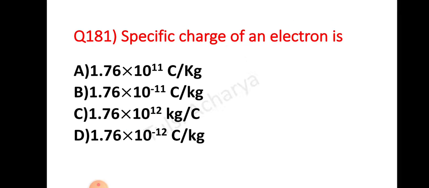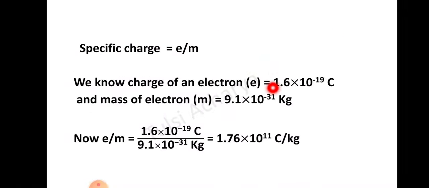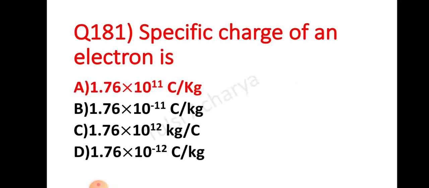Now let's see question number 181. Specific charge of an electron is. We know that specific charge is the ratio of charge to mass. For an electron, charge is 1.6 into 10 to the power minus 19 coulomb and mass is 9.1 into 10 to the power minus 31 kg. By dividing this, we get 1.76 into 10 to the power 11 coulomb per kg. That is option choice A, the correct answer for question number 181.